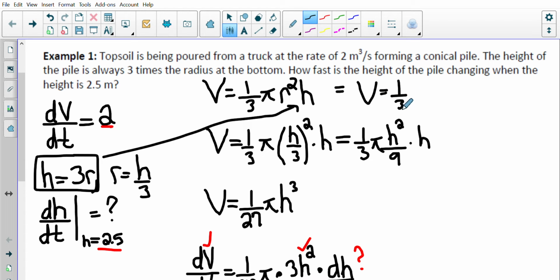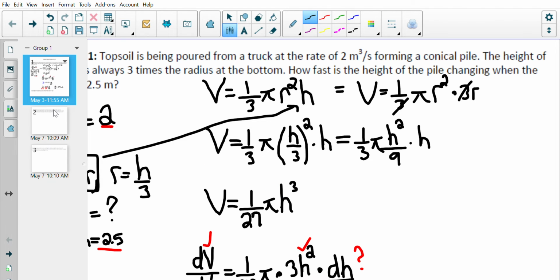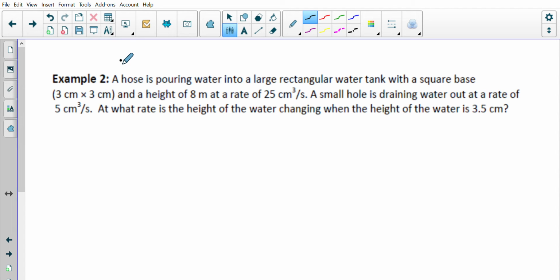So I'd have 1/3 pi r squared, and then h would be 3r. Well, that would have been a lot easier because then these 3's would have divided each other out. We'd have an r cubed. But again, that is if I was trying to find the rate at which the radius was changing. But this time it asked me for the height. All right, now next one here.